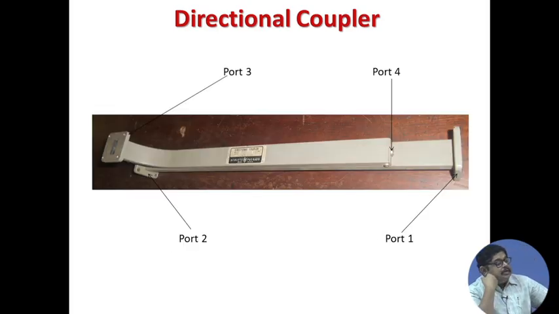This is the one in our lab. We have this directional coupler. This is a waveguide based directional coupler. You can also have planar directional couplers or coaxial directional couplers, but this we used. This is heavily used if you want to have any antenna radiating and you want to find out how much power it is sending. This is a device without which you cannot find that.